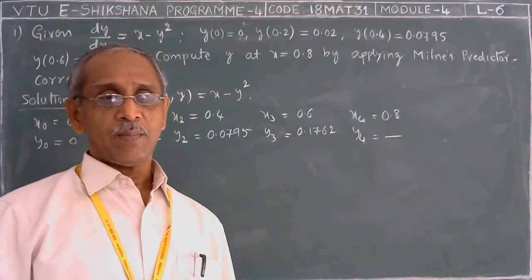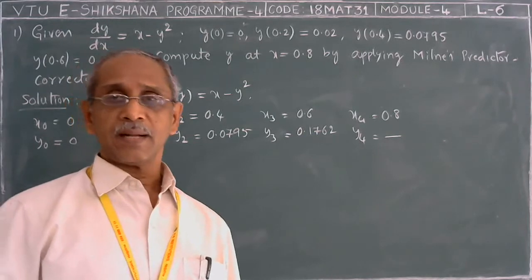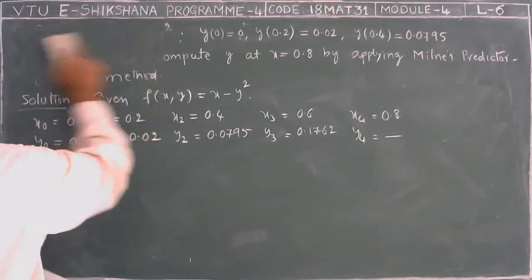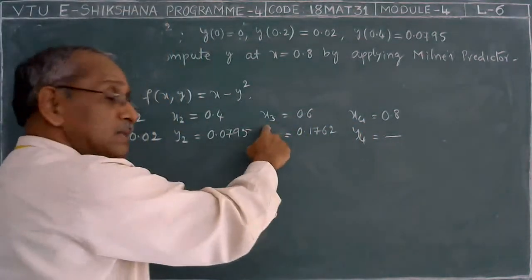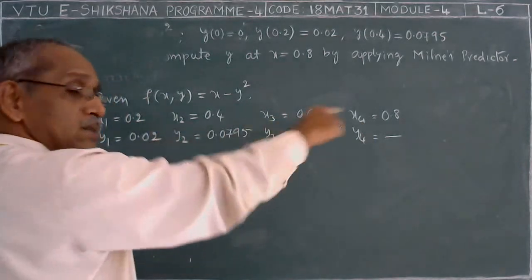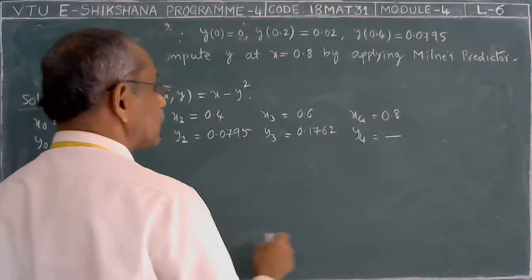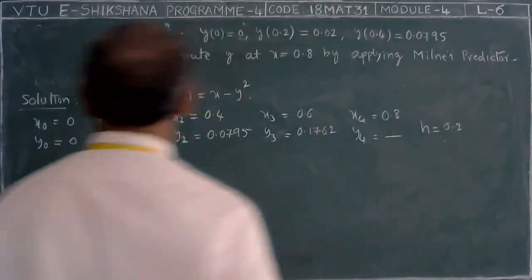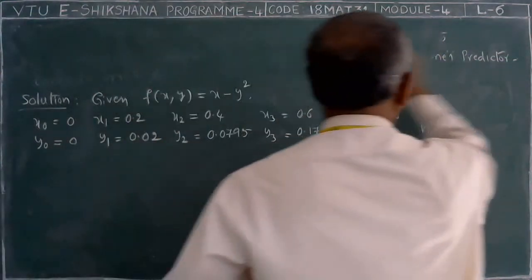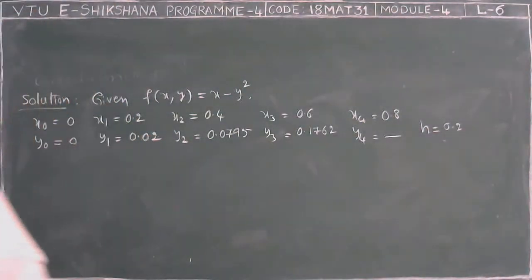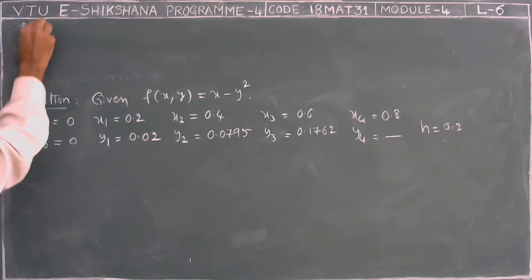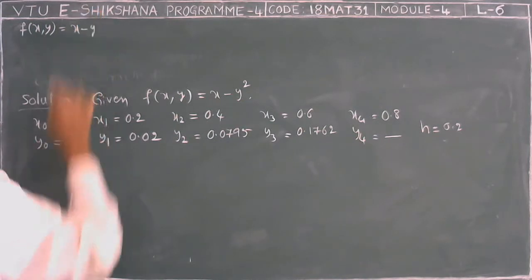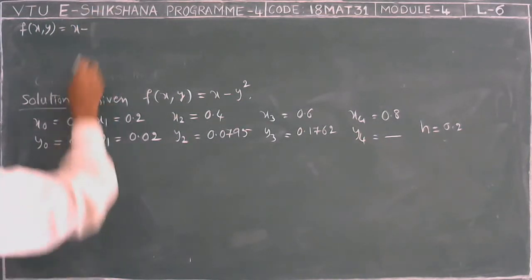So Milne's method means, by default, it is Milne's predictor and corrector method in your course. Now, what is h here? You take any difference, x4 minus x3 is h, equidistant values of x. So h is 0.2. Now let me read out that data. So f of x comma y is x minus y square.